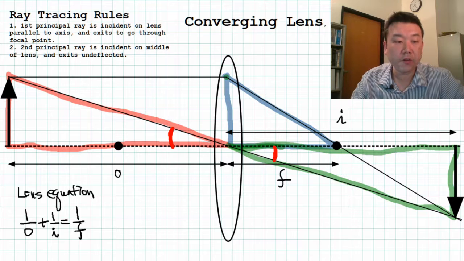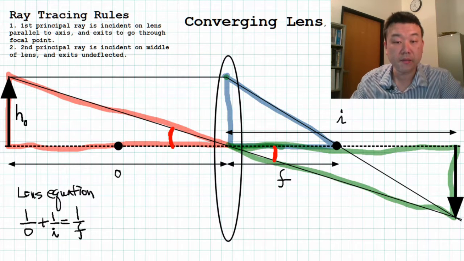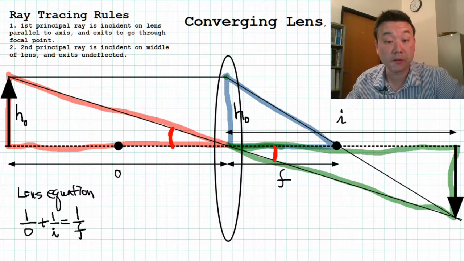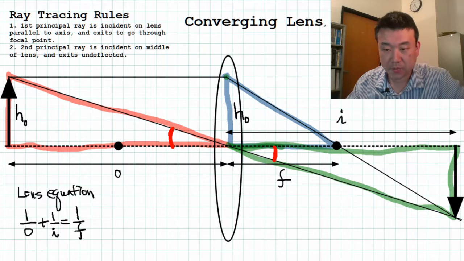The triangle involving the object distance and the triangle involving the focal length share one common feature, the height of the triangle. So it's the height of the object, and, well, the height of the object, the ray came in parallel. Oh, and we need one more label for the height of the image.